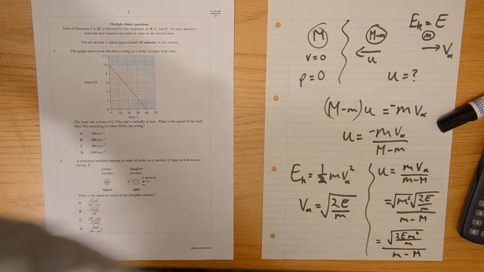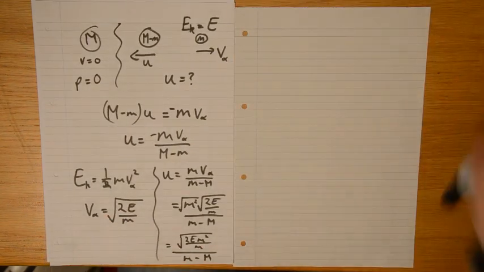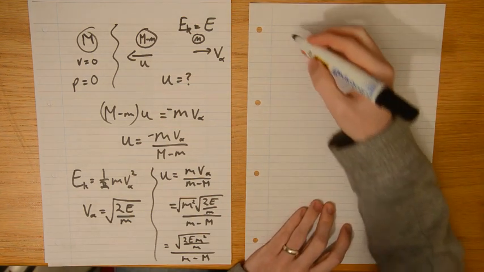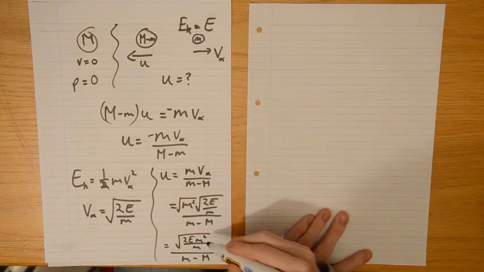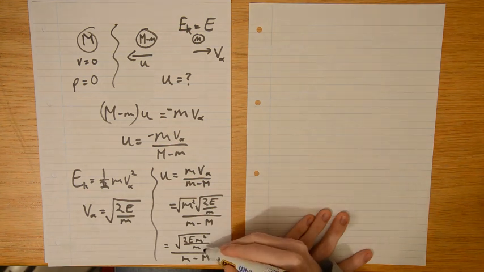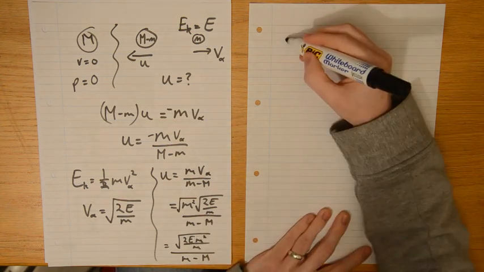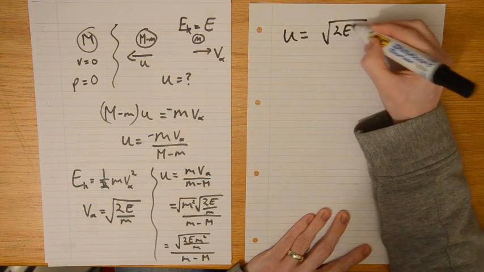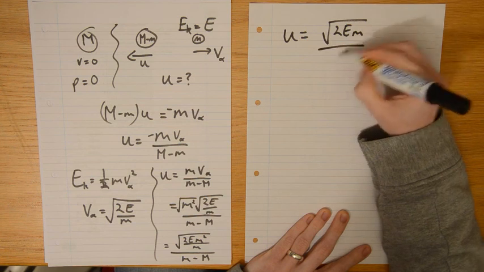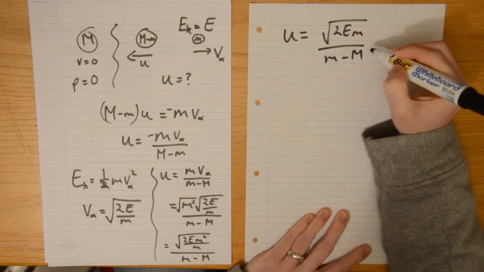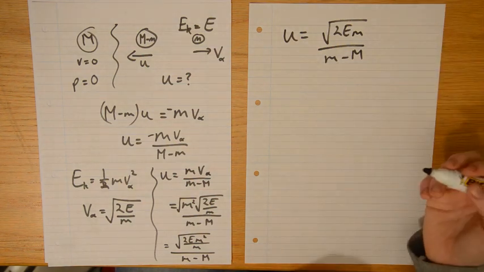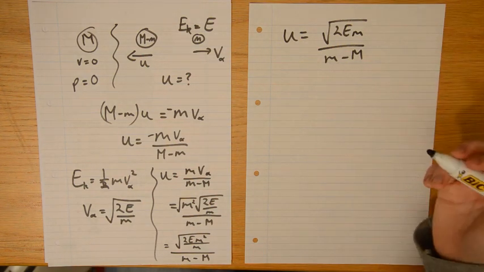Okay. I'll move this over here for the time being. Okay. So we're noticing we've got an M squared over m here, so that's just going to cancel, isn't it, to the square root. So we have u is equal to the square root of 2E M over m minus capital M. There we go. And we can rearrange this again.